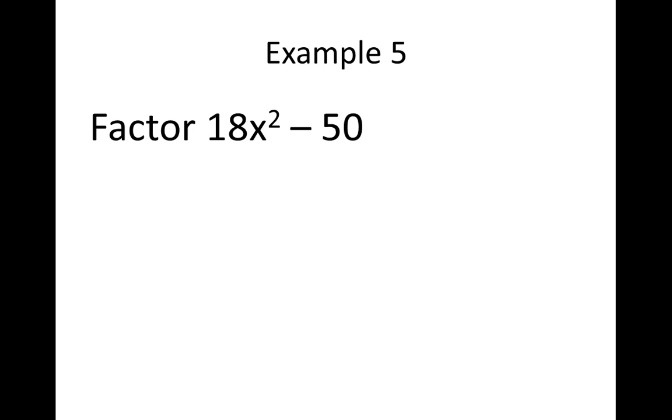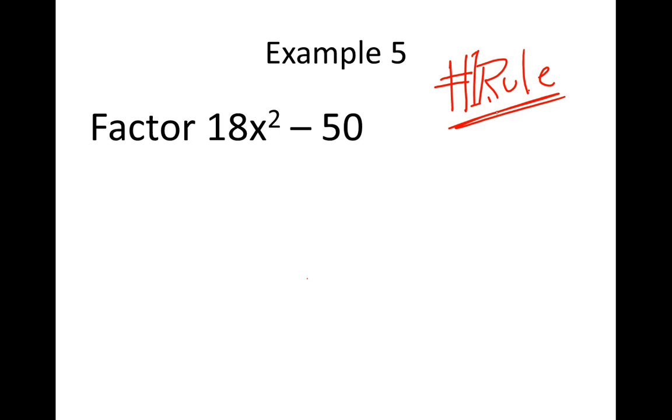Example 5, factor 18x squared minus 50. Well, wait a second, these aren't perfect squares. Now, they don't have to be perfect squares in order to factor them, but it's nice when they are because it comes out with nice integer values. What should I do first on this one? Our number one rule of factoring is to factor out a common factor.